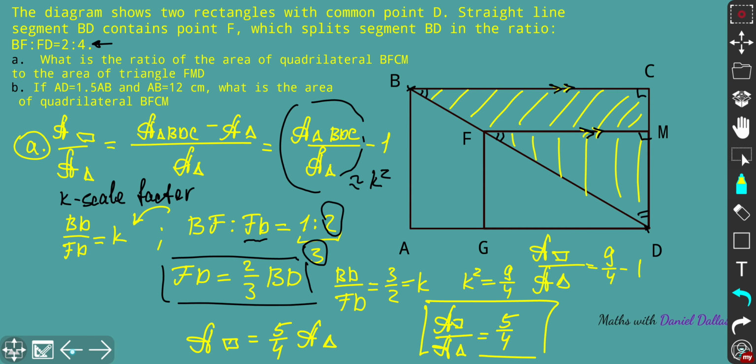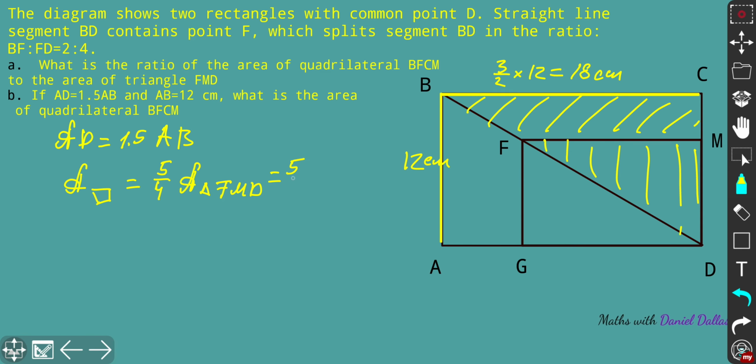But again, we're coming back to understanding that the area of this small triangle is related by k squared. It's 4/9, because the linear size FD is 2/3, so the k factor is 3/2, that's the scale factor. So we're diminishing that. So it's going to be 5/4. The area of the smaller triangle is simply 1/k squared of the area of the largest triangle, which is DBC. So we can write that it's 5/4 times the area of the triangle DBC and 1/k squared.